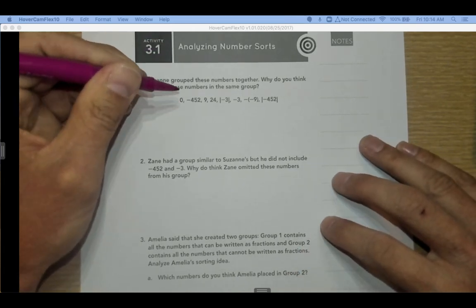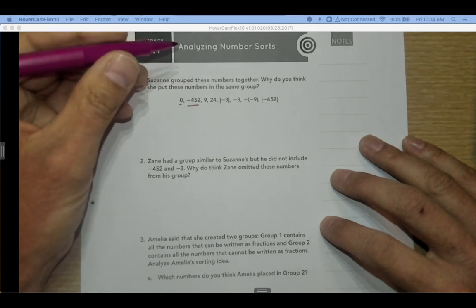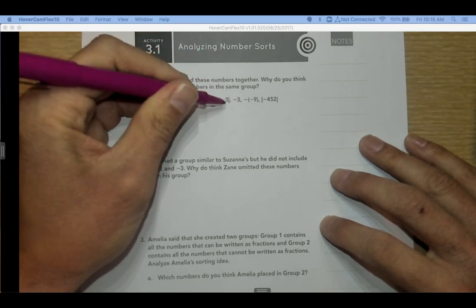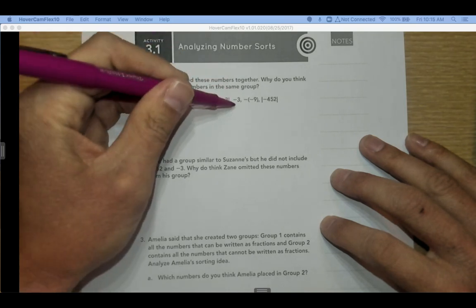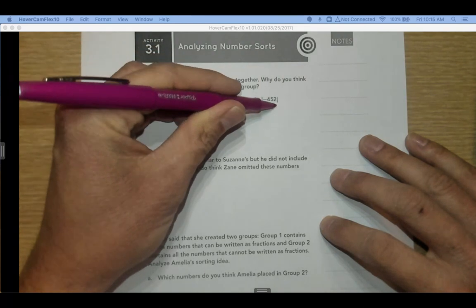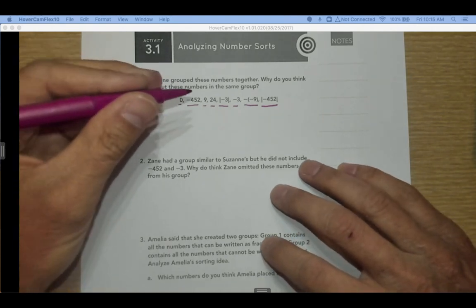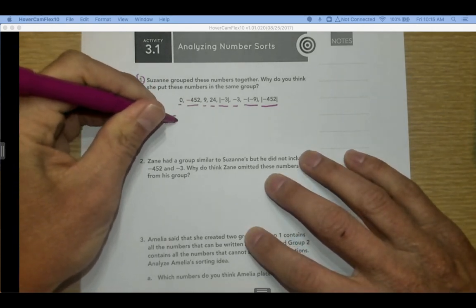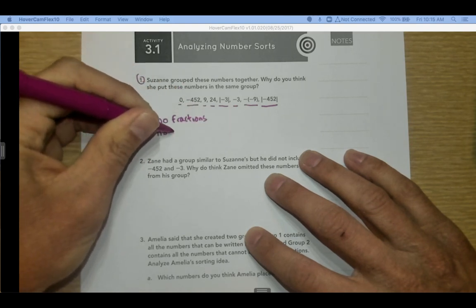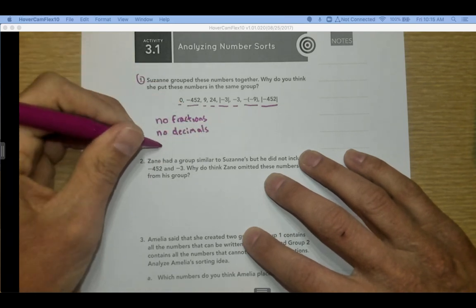We have 0, negative 452, 9, 24, the absolute value of negative 3, the opposite of negative 9, which is positive 9, the absolute value of negative 452, which is 452. Well, I noticed that there are no fractions here, and there are no decimals here. In fact, they are all whole numbers.